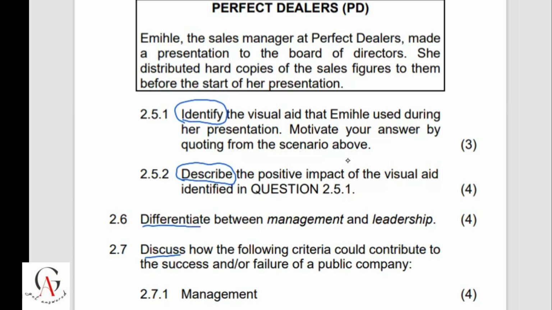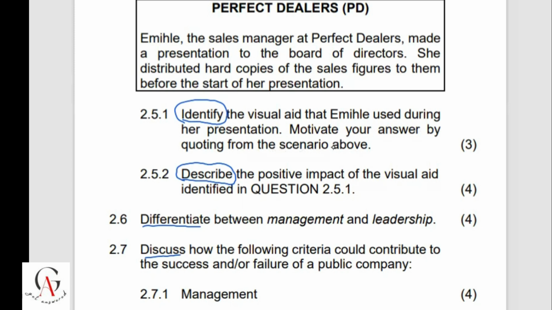But remember, there was one of the lessons where I was going deeper in explaining the use of a different set of these action verbs. Okay, right. So now we are supposed to identify the visual aid that Emihle used during her presentation, and we are supposed to motivate our answer by quoting from the scenario.